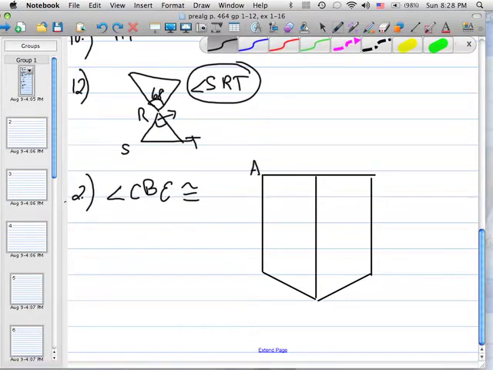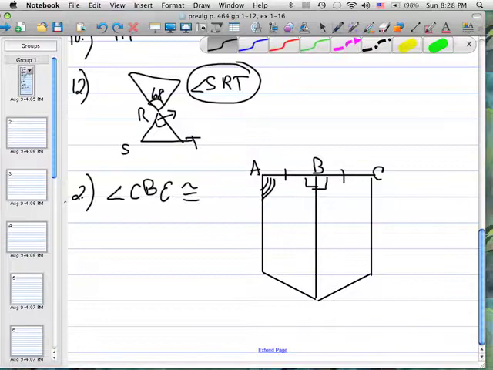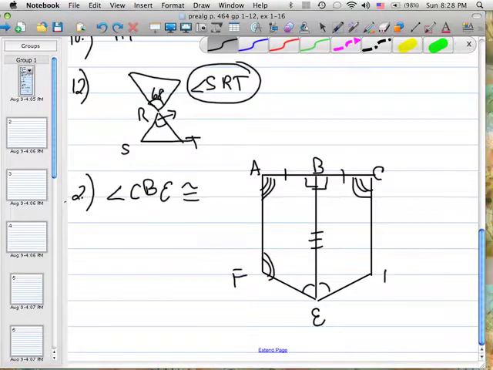So we have A, that has 3 marks on it. B, these two are right angles. This has 1 mark and 1 mark for the line segments. This has 3. Line segment BE has 3 marks on it. These 2 angles are the same with the same marks. And angle F and angle D have the same marks. And these have 2, and these have 2.